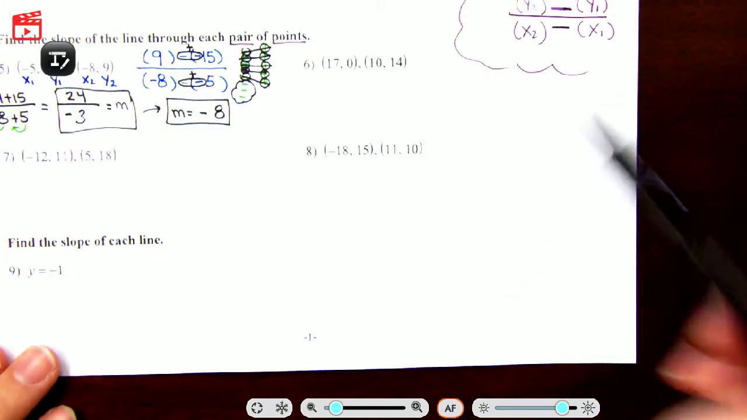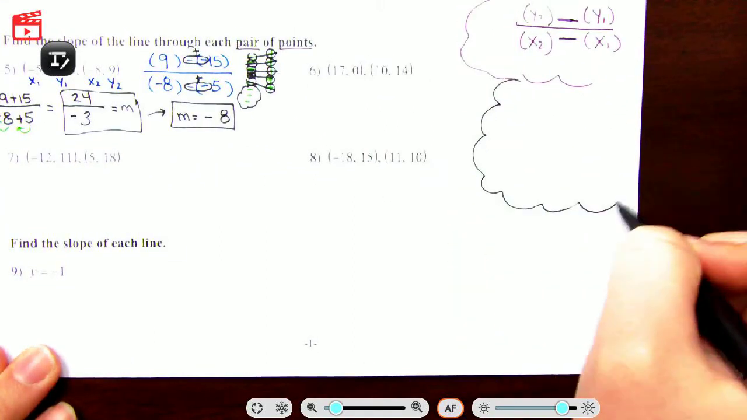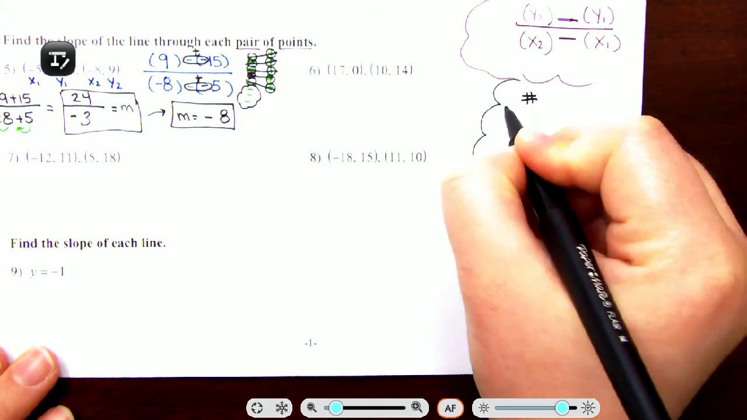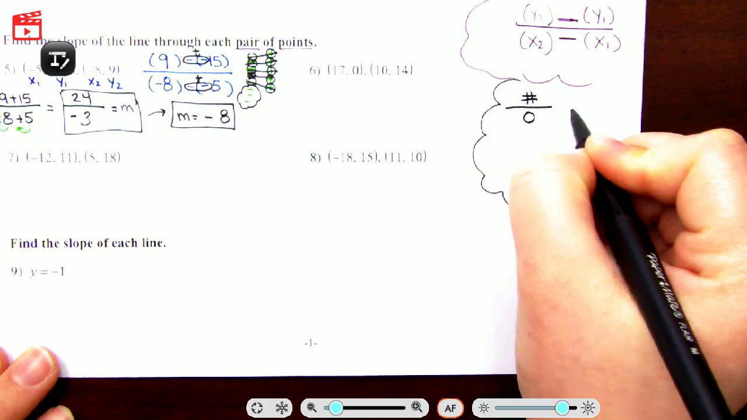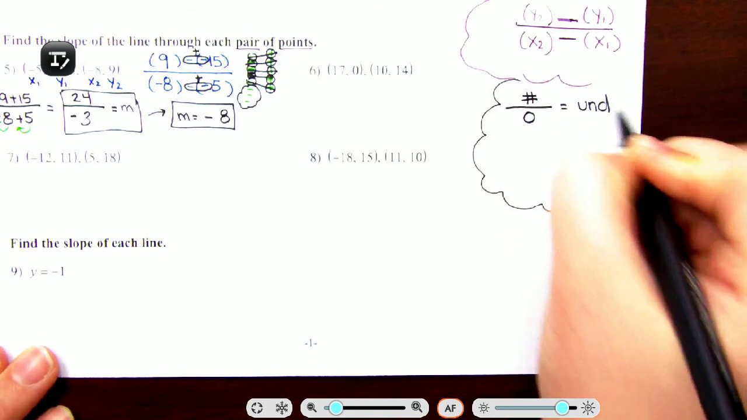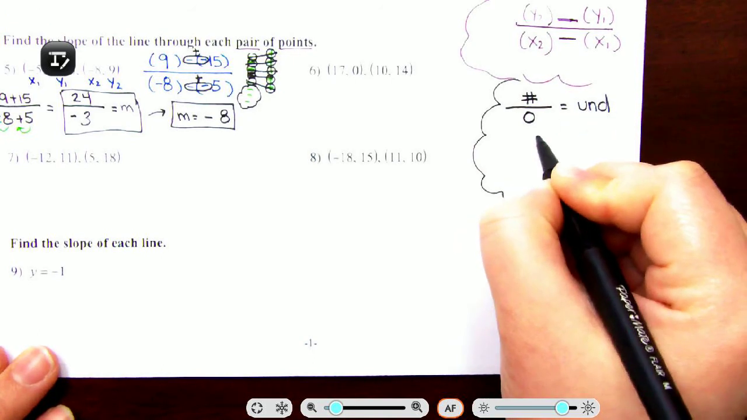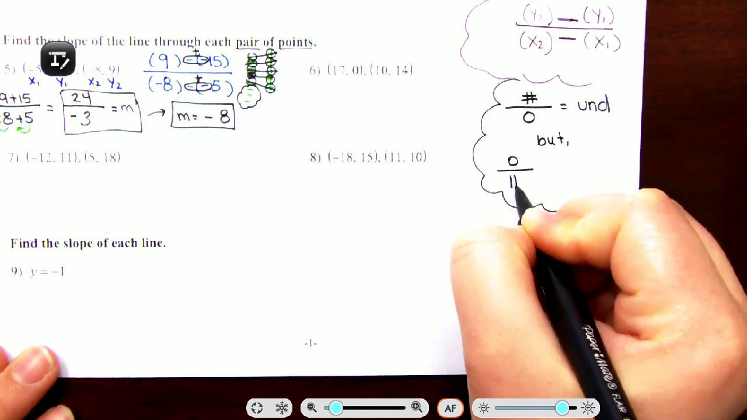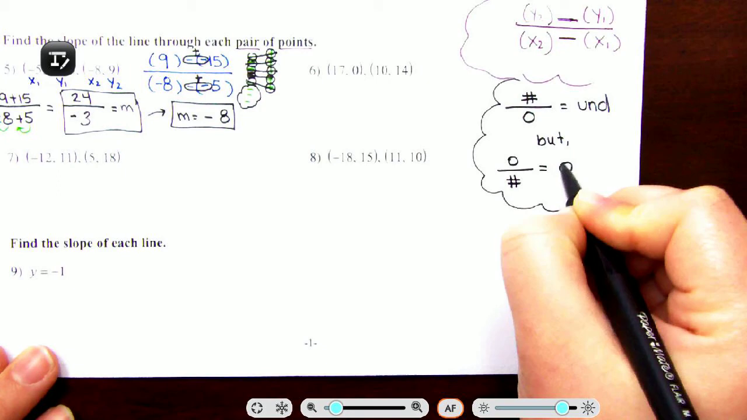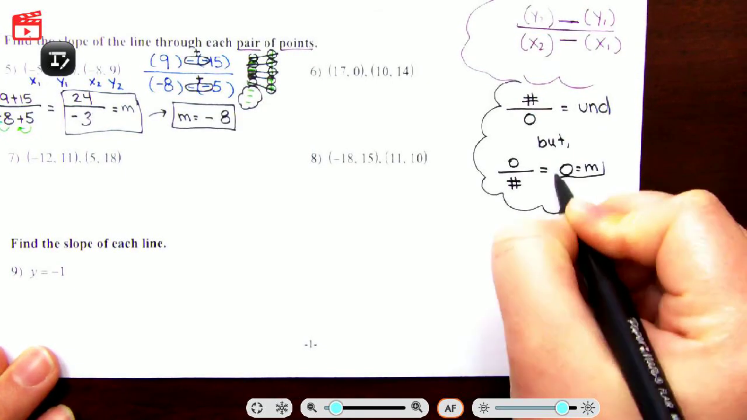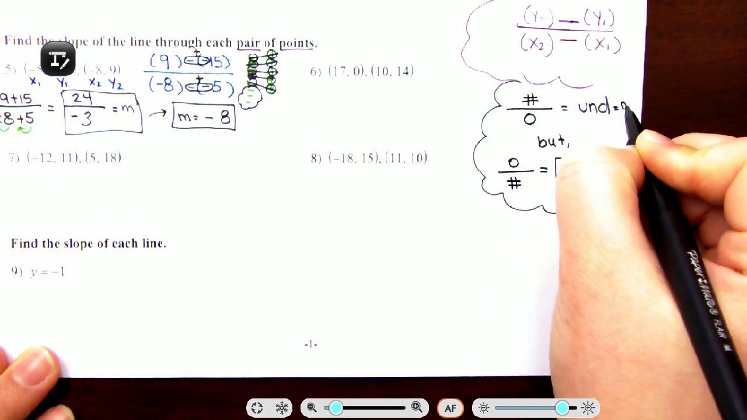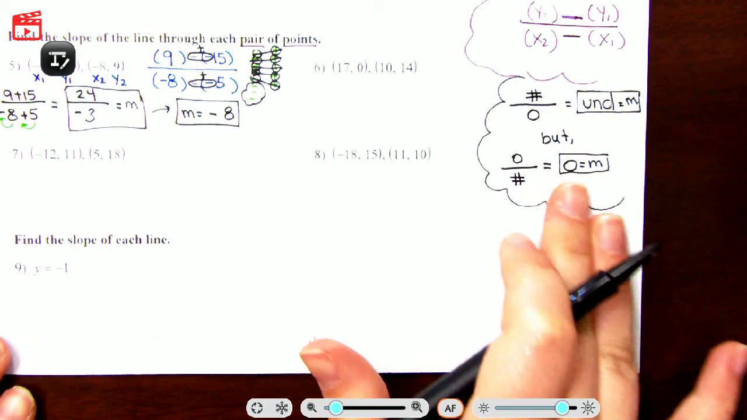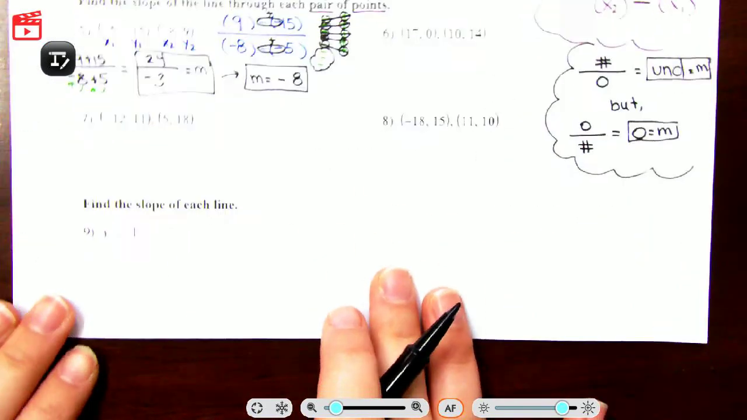Here's a hint for those. I don't know if this will come up, but just to let you know, if you have a number on top and a 0 on the bottom, this is undefined. But if you have 0 on top and a number on the bottom, the slope is 0. I don't know if this will come up here, but maybe, so I just want to let you know. Okay, let's do number 9.